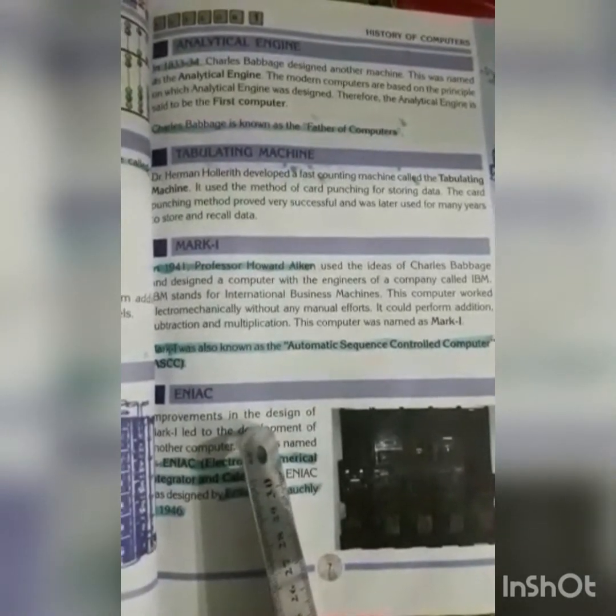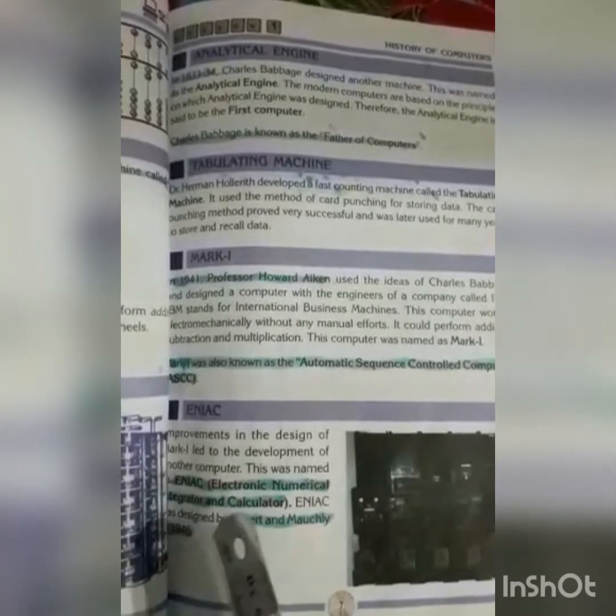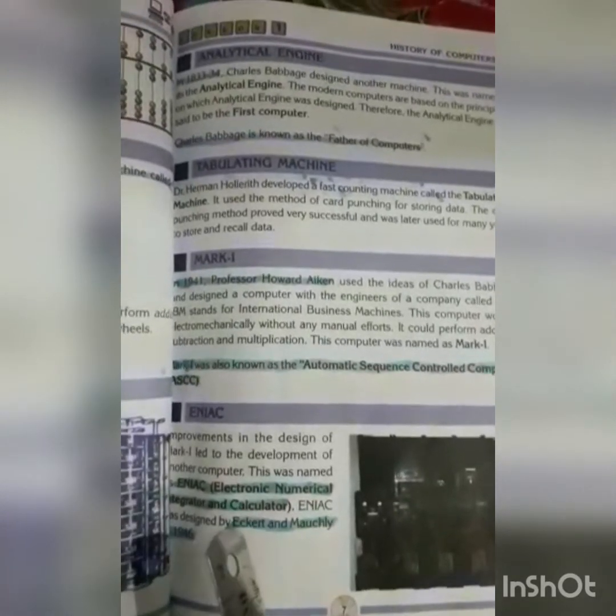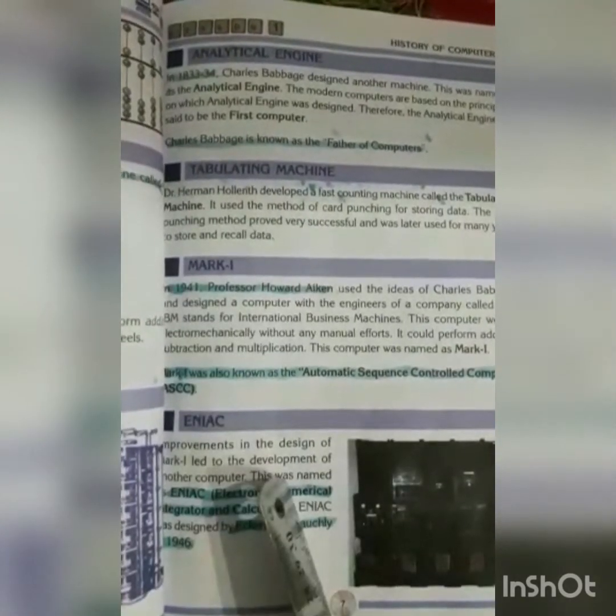Dear students, our second machine is ENIAC. Improvements in the design of Mark I lead to the development of another computer. This was named as ENIAC, Electronic Numerical Integrator and Calculator. ENIAC was designed by Eckert and Moseley in 1946. So, dear students, ENIAC is an improved form of Mark I, and it is abbreviated as ENIAC. Full form is Electronic Numerical Integrator and Calculator. It was developed by Eckert and Moseley in 1946.